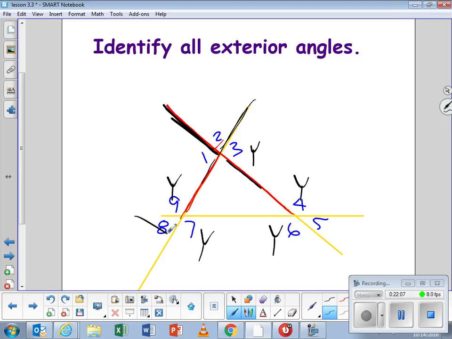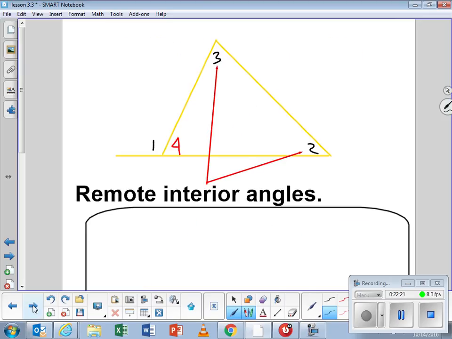So 8, 5, and 2 are not exterior angles. Okay? They're not exterior angles. You will be given pictures like this. You need to make sure you recognize that.